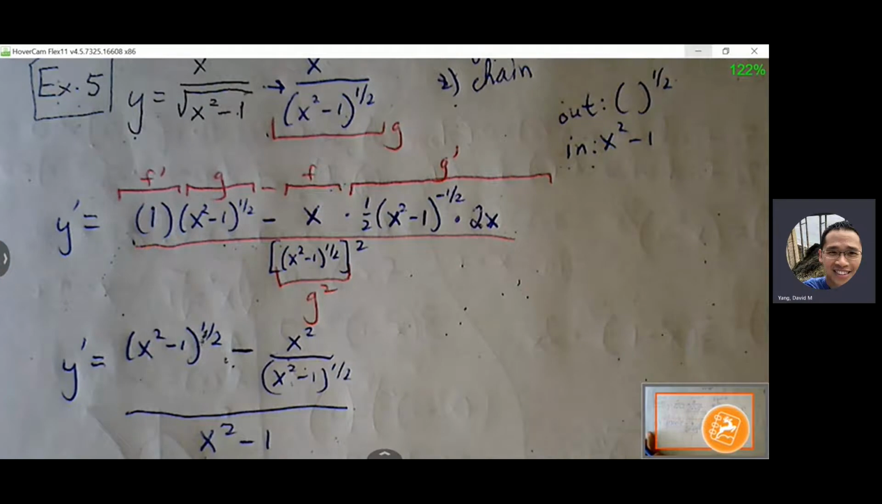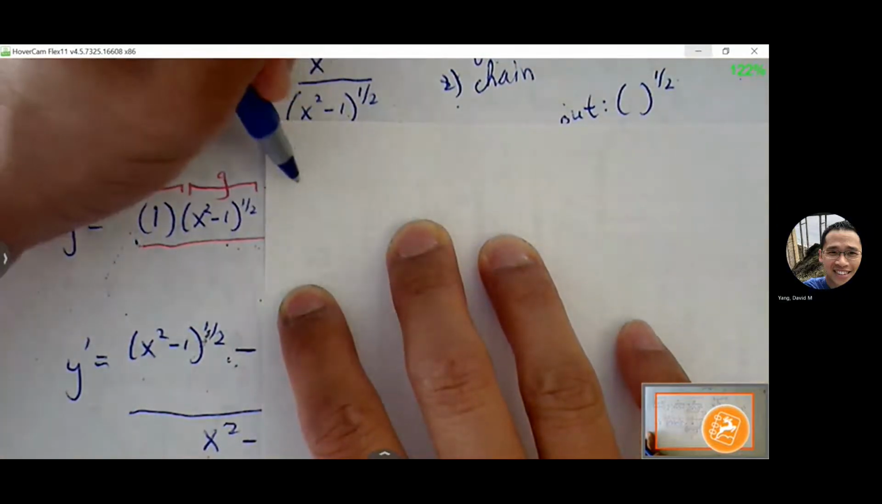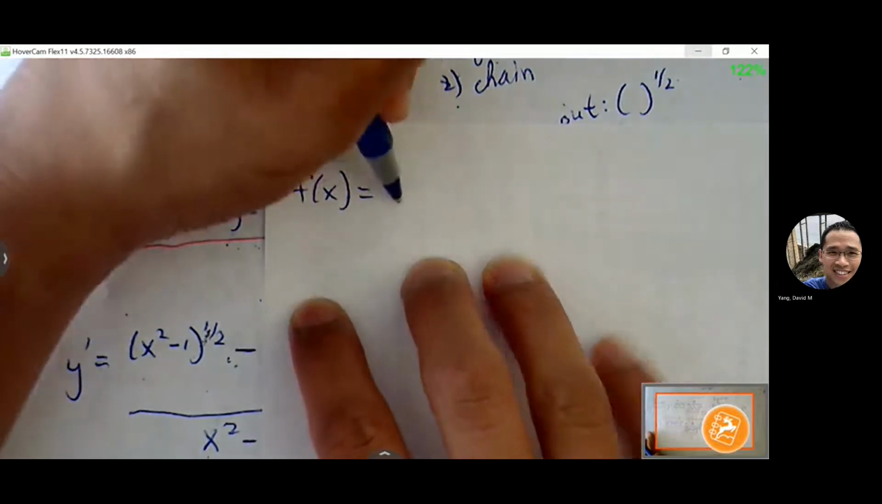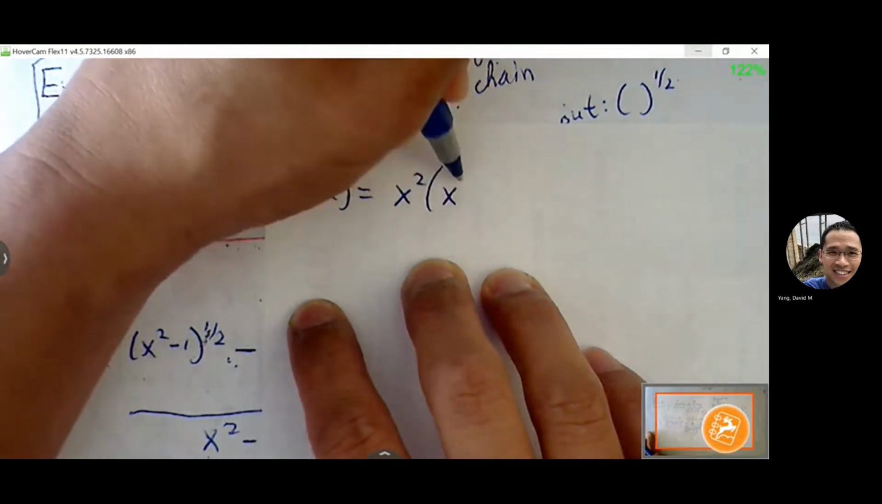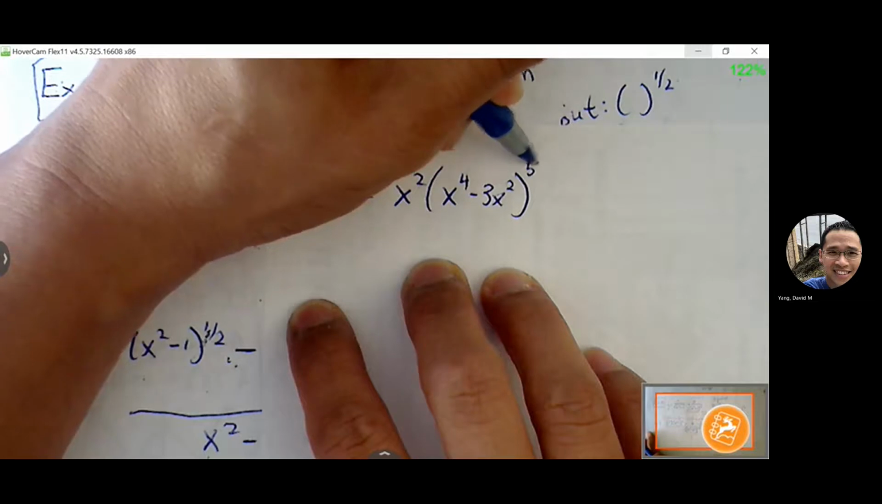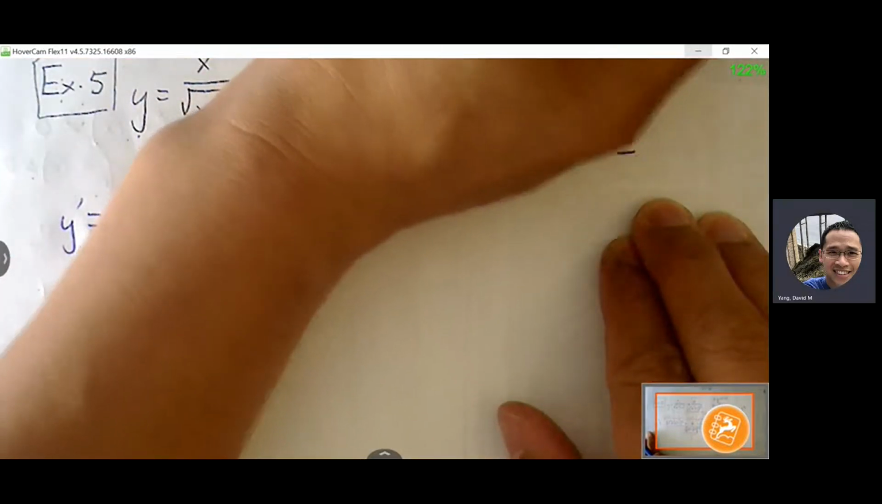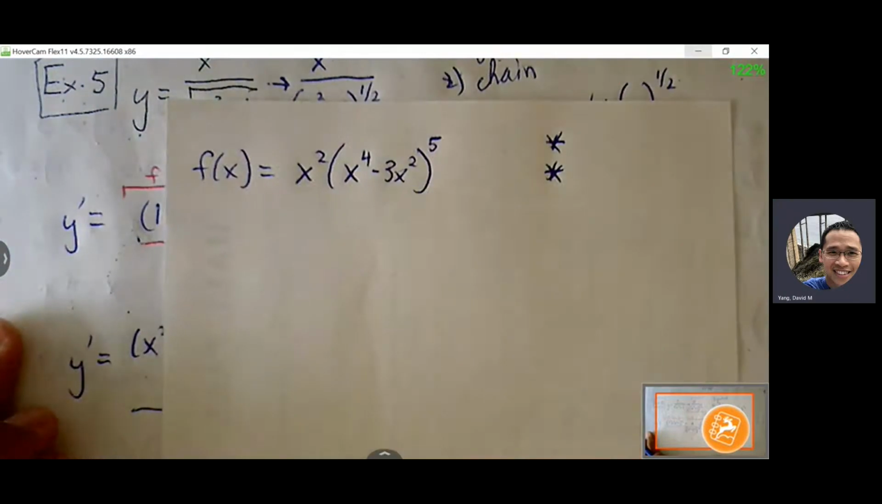But real quick, before I get to the review, let me just show you one quick thing. If you guys can find a space to write this down. If I have this function x squared times parentheses x to the fourth minus 3x squared to the fifth, this is a complex looking problem. We don't want to expand this. This will take too long. There's also two rules involved here. Can you identify those two rules, those two processes here?